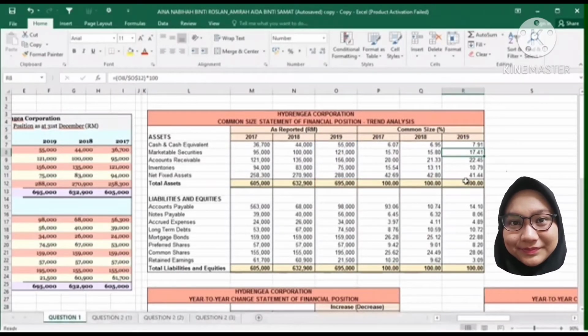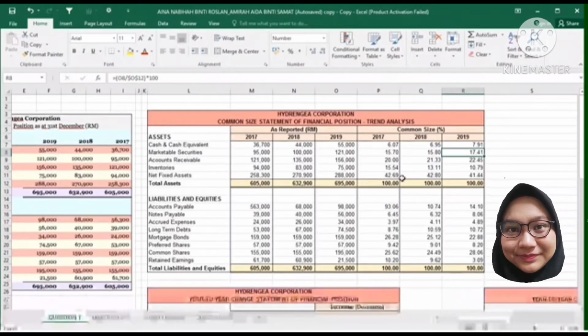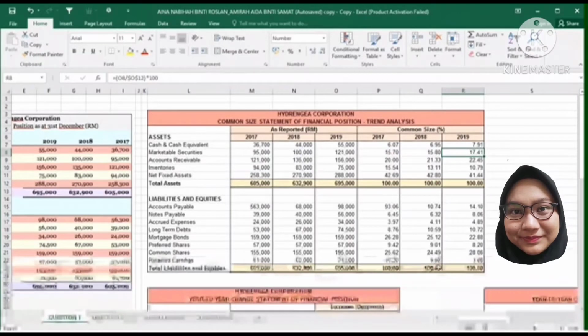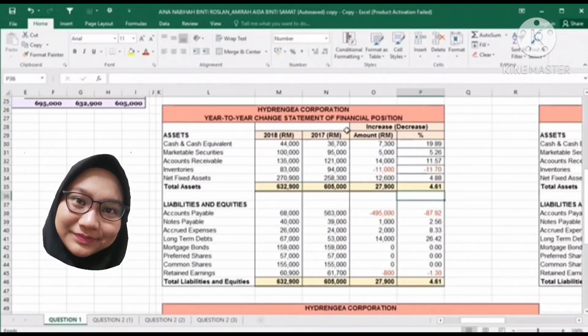Enter, get the answer. For the liabilities and equities, we use the same method as when we calculate the total asset, with the 100% for the total liability and equity. Next, we will calculate the year-to-year change for the corporation.